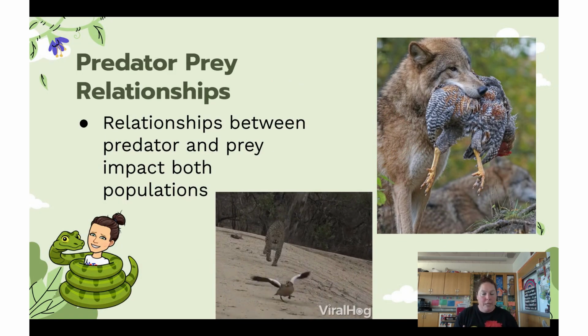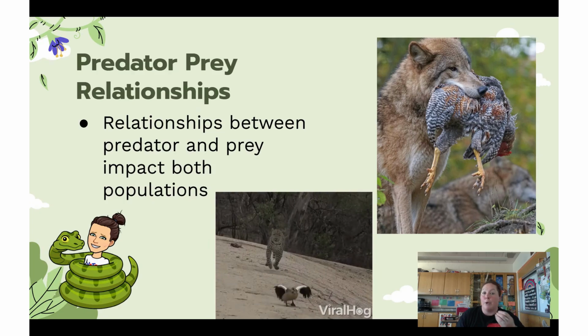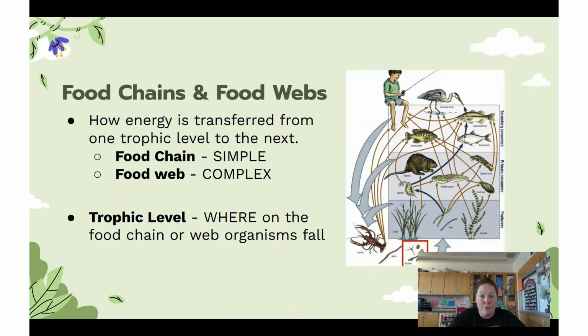So there's lots of ecological relationships, but the one we're going to focus on is predator prey, because those have a drastic impact on both populations. They tie directly into food chains and food webs. And food chains and food webs are really just looking at how energy is transferred from one trophic level to the next trophic level. So if we're looking at a food chain, it's a simple feeding relationship between organisms. So it's usually one producer, one consumer, one primary consumer, one secondary consumer, and maybe one tertiary consumer. So it's just one chain of events that feed.